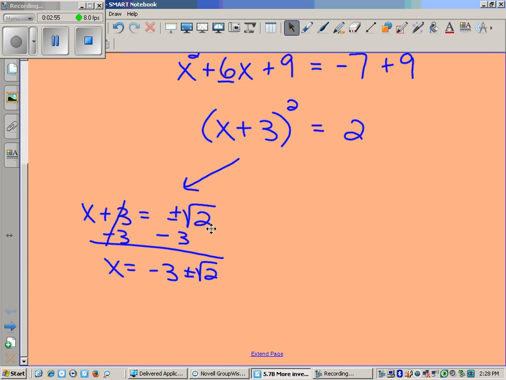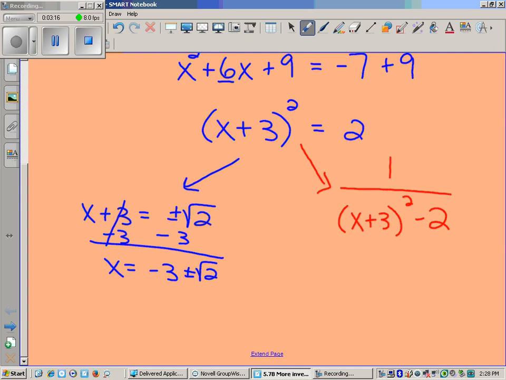Okay? What we're going to do today is use it with integration. We're going to stop at this point, and we're going to write it like this. X plus 3 squared minus 2. Okay? So how is that going to help us when we do our trig integration?